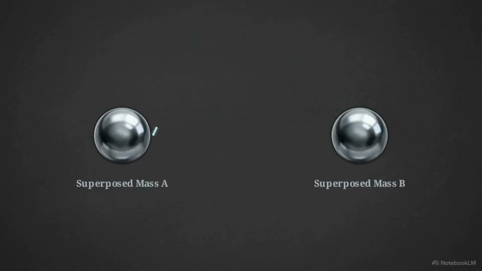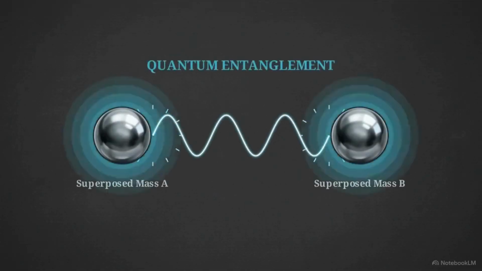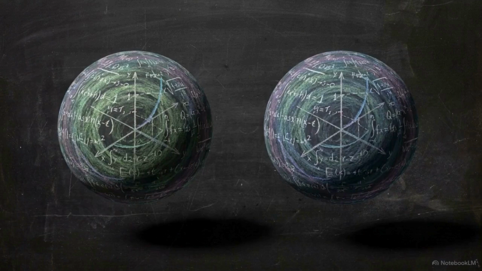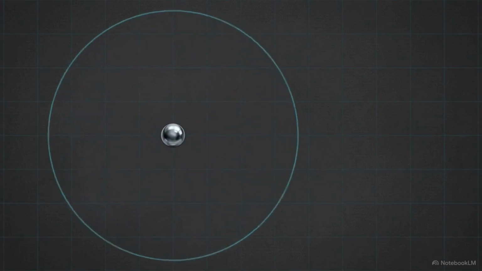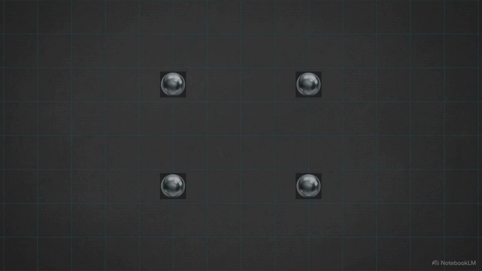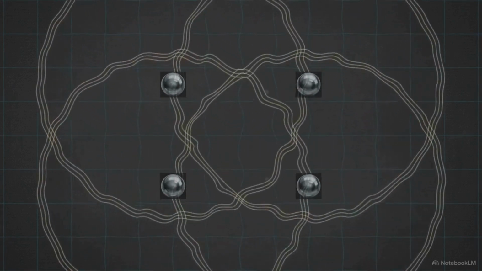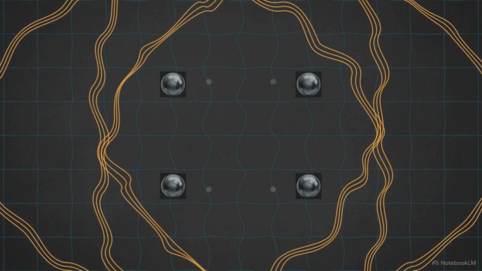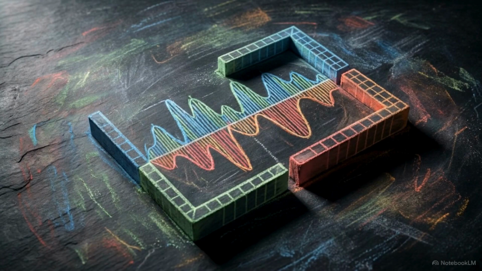If the gravitational field itself is a quantum entity, it will force these two superposed masses to become entangled. Their positions will become mathematically intertwined, reacting to each other instantaneously. In a classical universe, each mass produces a single gravitational ripple, but in a quantum superposition, each mass exists in two locations simultaneously. This generates four distinct overlapping gravitational ripples that lock the entire system into an entangled state. Measuring this entanglement would definitively prove that gravity obeys the laws of quantum mechanics.